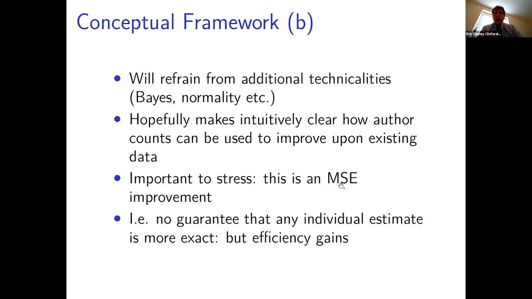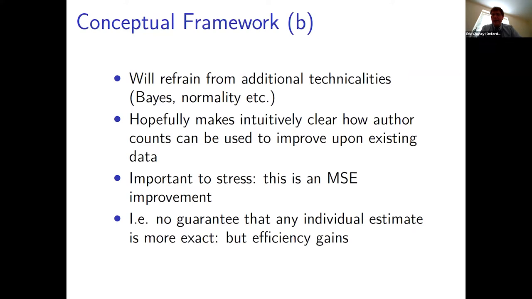Given time constraints, I'm going to refrain from additional technicalities, like a little bit about normality. This has a Bayesian interpretation, which is really nice, which I talk about in the paper. But what I wanted to do today is make intuitively clear how author count can be used to improve upon existing data. One more caveat I want to stress is that this is a mean squared error improvement. That is, there is no guarantee that any of my individual estimates, after using Stein's method conditional on author growth, are going to be more exact than, say, von Zanden's estimate or Baidoch's estimate. All I can say is that their mean squared error will be lower. Whether any individual estimate is better or worse is something this method can't say. All it can say is that mean squared error is going to be lower, and so you're going to get an efficiency gain, which I'll show you towards the end of the talk today. But that's the conceptual framework.